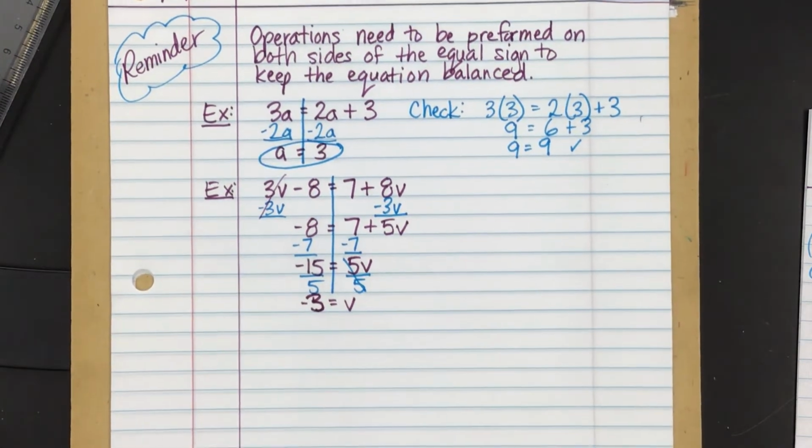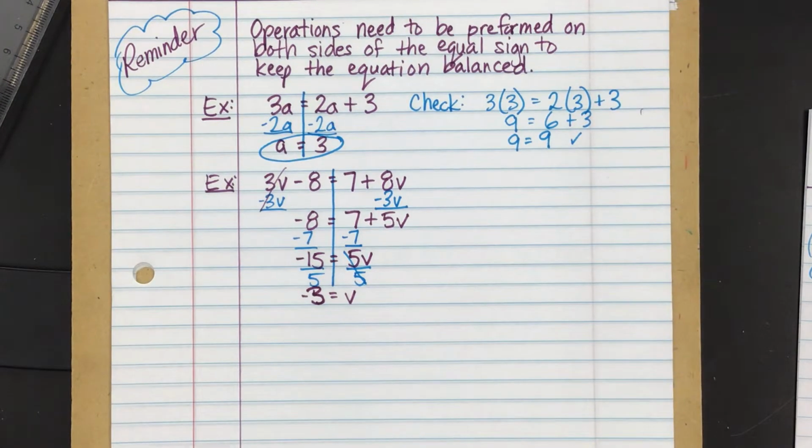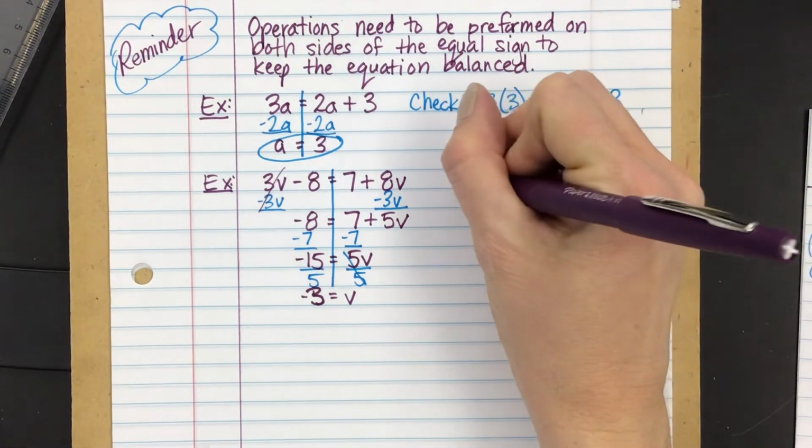Let me set this up a little bit. Okay. Now, you probably have this burning question. Maybe you don't, but I'd like to think that you have this burning question. What would have happened if I subtracted 8v from both sides? So, let's check it out and see.